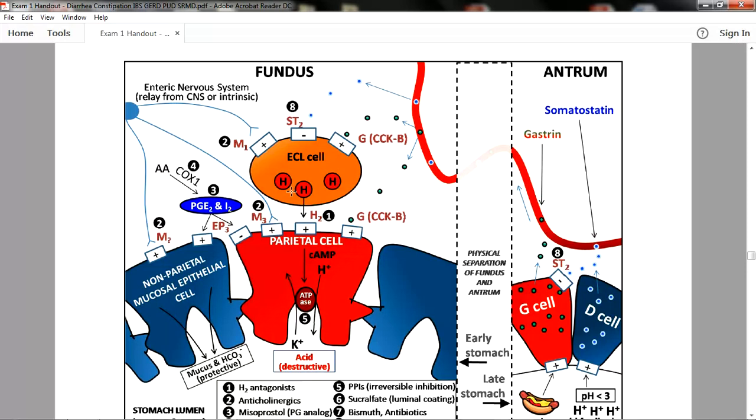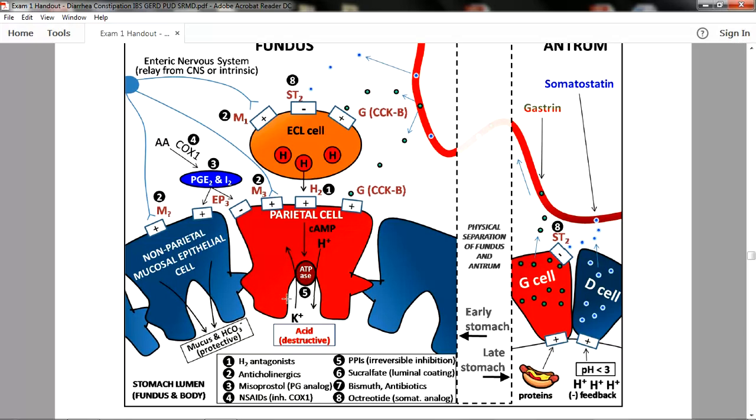One more thing I wanted to mention is what I have in this blue oval here is prostaglandin E2 and I2. They're protective, okay, very protective, and please remember that it's not only that it's pro-mucus and pro-bicarbonate, which again protects against the acid. It's also the EP3 receptor is here also on the parietal cell, and that suppresses or reduces acid production and secretion directly from the parietal cell.